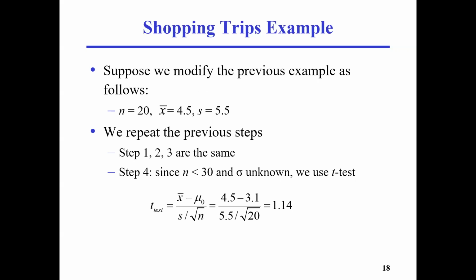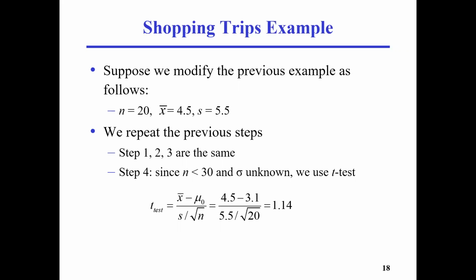Suppose we modify the previous example as follows. Now n equals 20, x bar is equal to 4.5, s is equal to 5.5. So steps 1, 2, 3 about hypothesis setting: they are the same. The null hypothesis is that mu equals mu 0. The alternative, if we are doing a two-sided test, is that mu is not equal to mu 0. So we start from step 4.